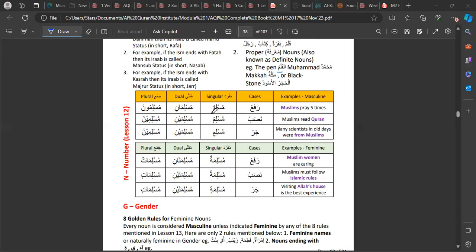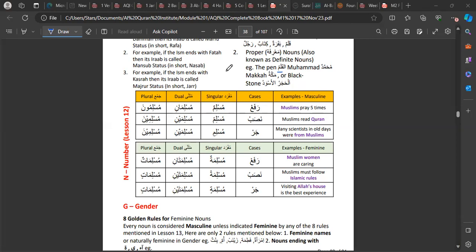Kafirun, kafirane, that is for Rafa. Yes. Kafirun, kafirani, kafiruna. Mashallah. And then for Nasab case, it is kafiran, kafiraini, kafirina. And for Jar's case, it is kafirin, kafiraini, kafirina. Mashallah. And for the feminine case, it is kafiratun, kafiratani for dual, and for plural, it is kafiratun.